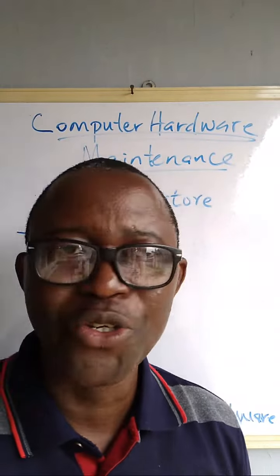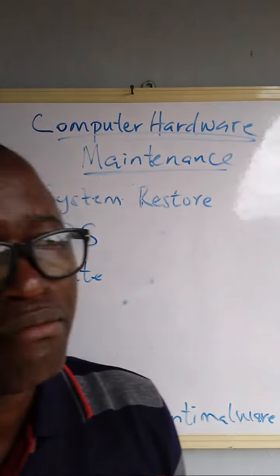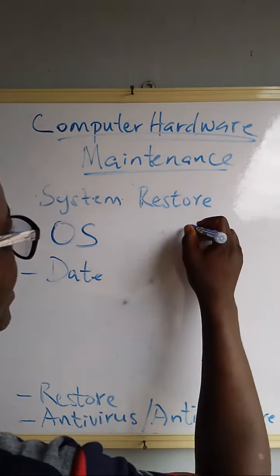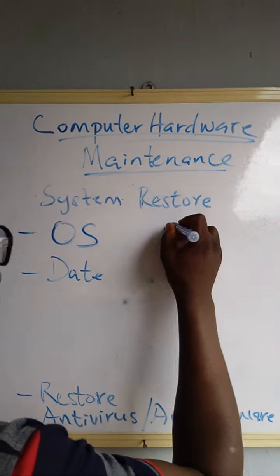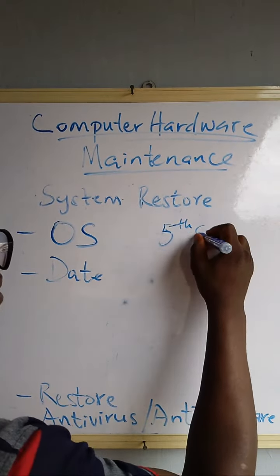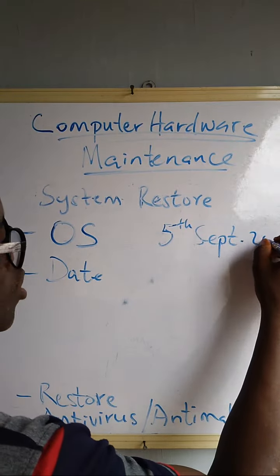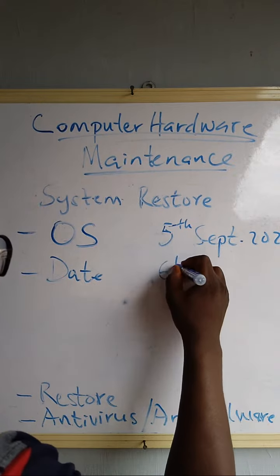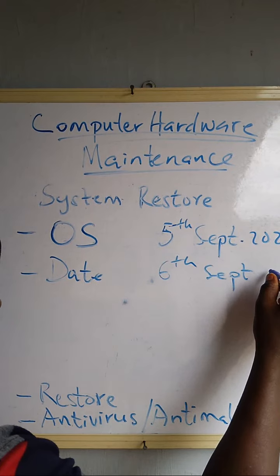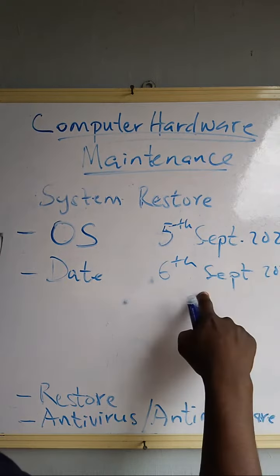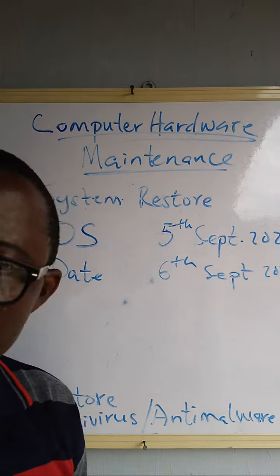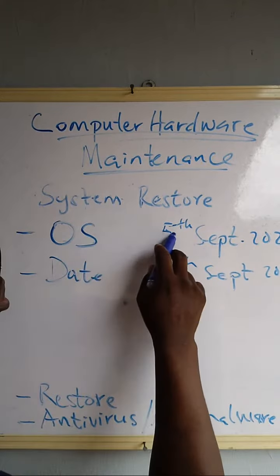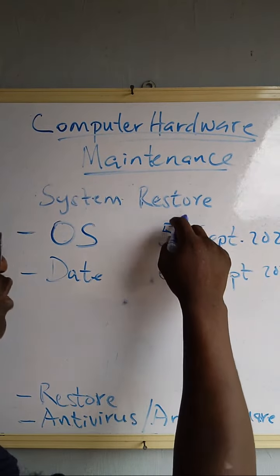Alright, so what do you do? You carry your system and put a date. Let's say 2 days ago, let's say your system was still fine on the 5th of September 2023. Then you realize that from the 6th of September 2023, the system started malfunctioning till date. So when you want to carry out system restore, you employ the operating system to carry out your system restore for you to at least the 5th or the 4th.